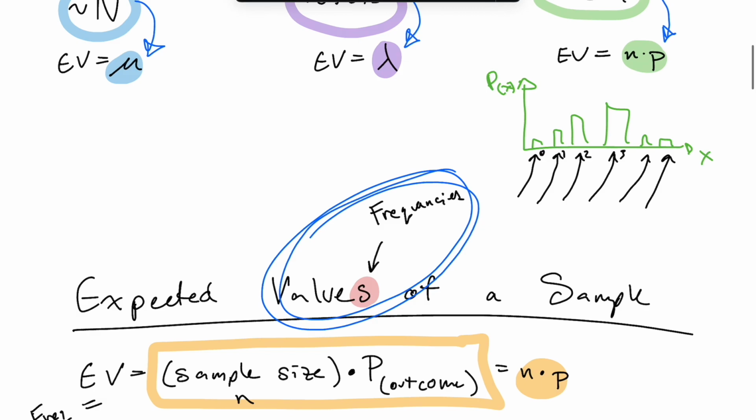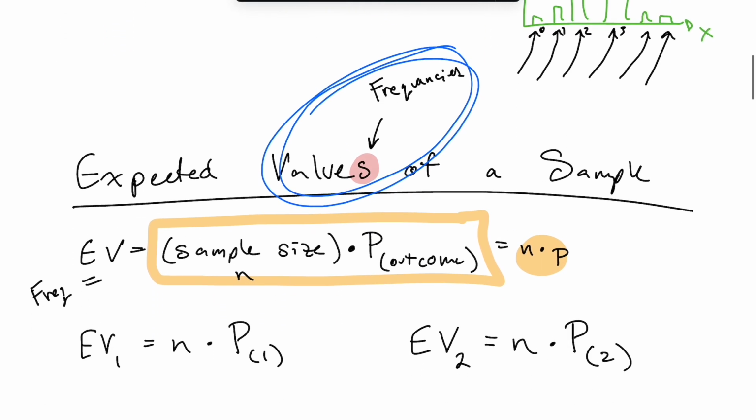The expected values or frequencies of a sample will be n times p. It's your sample size times the probability of each and every outcome. And so you would do this calculation over and over again for every single possible outcome. That means if you have a whole bunch of outcomes possible, you'd have a lot of calculations to do, which is annoying. And that's where it's beneficial to use the spreadsheet feature in your TI Nspire.